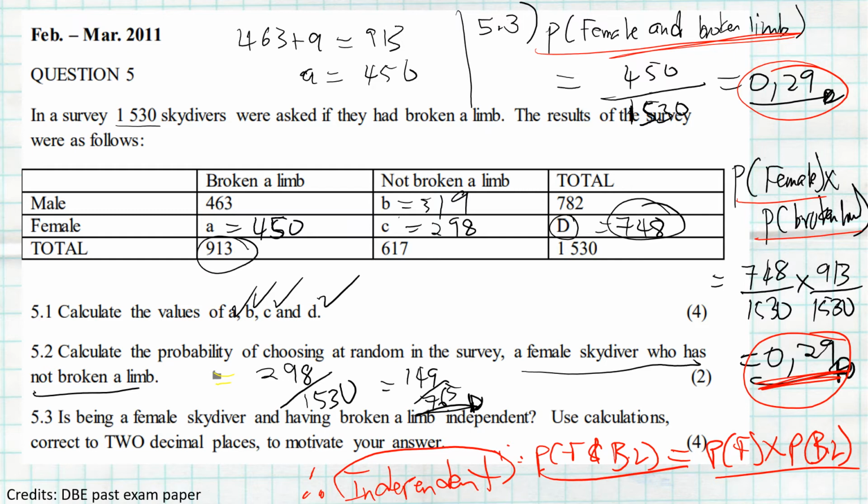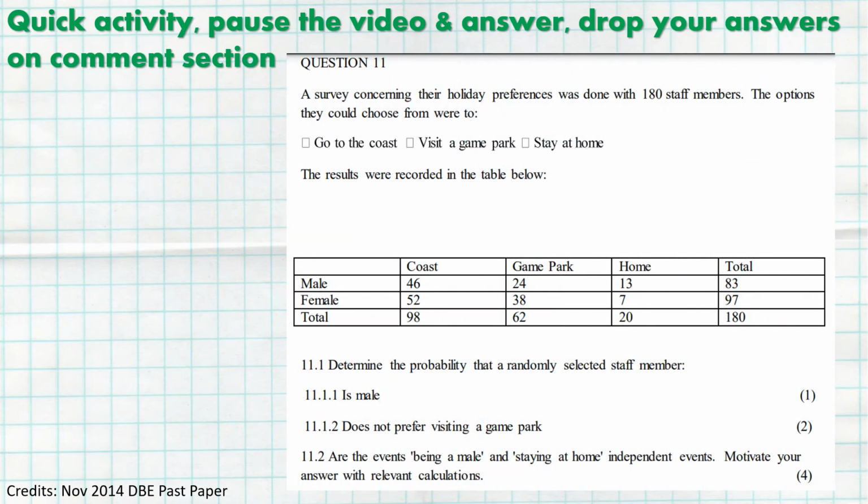Having a broken limb does not necessarily tell us that you are a female skydiver. You can be a male, right? In other words, the two events are independent. They don't influence one another. Just because you are a female skydiver does not mean that you have a broken limb, right? In other words, the two events are independent.